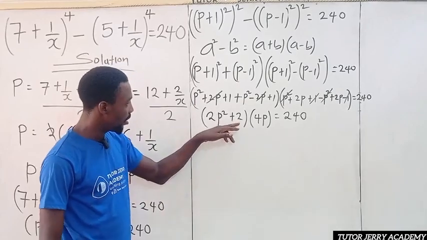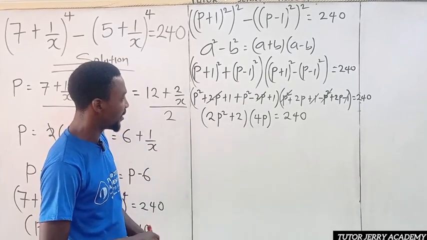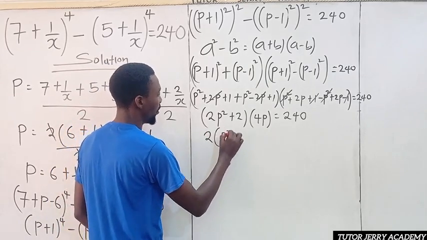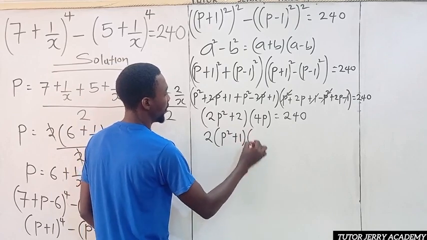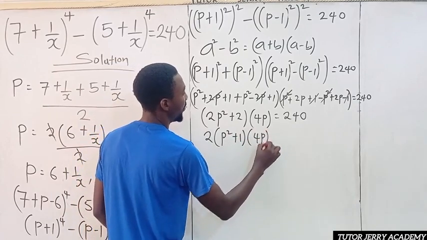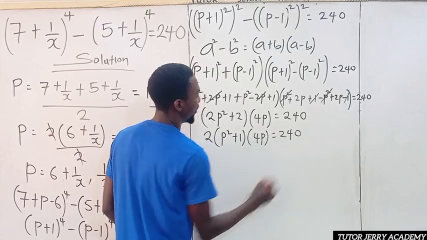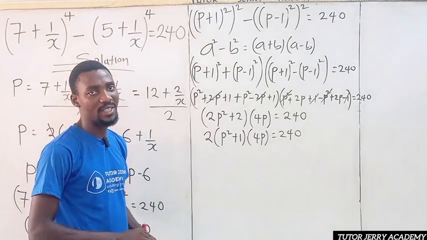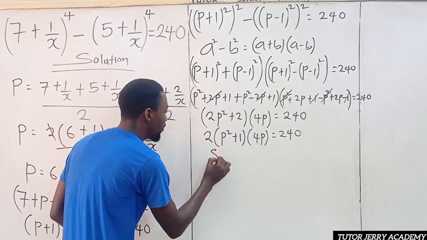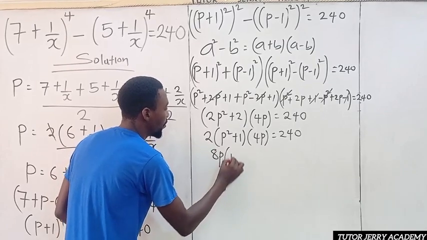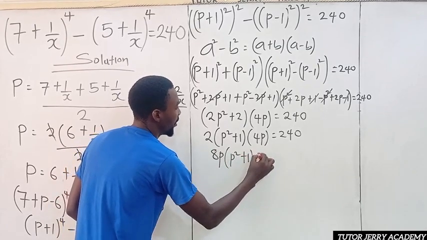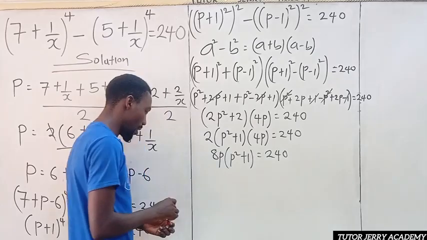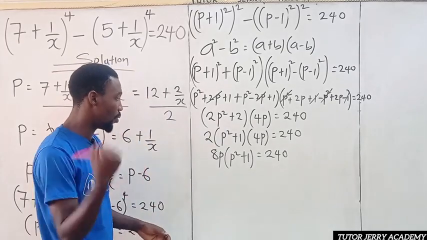You observe that if we bring out 2 from this bracket, we'll be left with what? We'll be left with 2 into what? p square plus 1 into what? Into 4p. Everything will be equals to what? 240. Alright. Now, 2 multiplied by 4p, that is what? 8p. So we are going to have 8p into what? p square plus 1 equals to what? Equals to 240. Alright. So now, the next thing we are going to do is this.